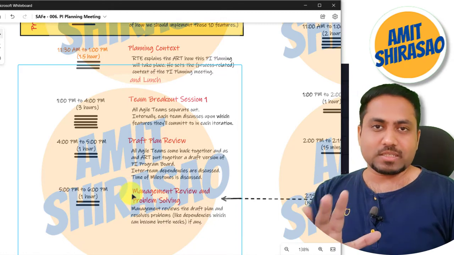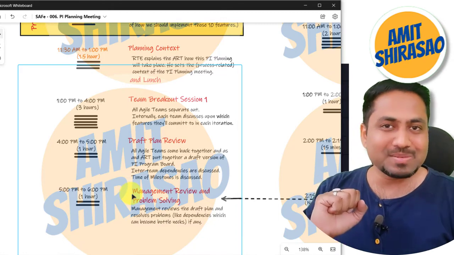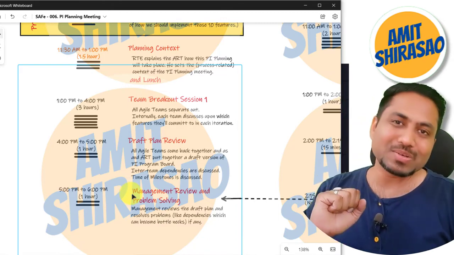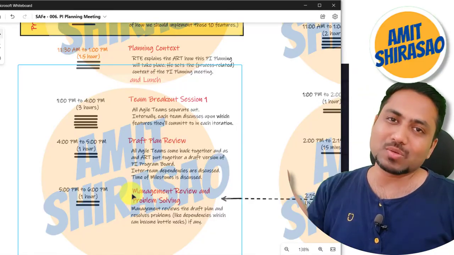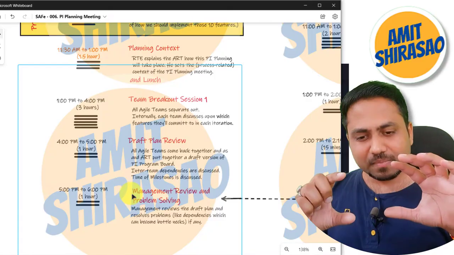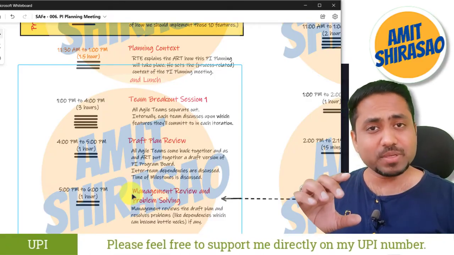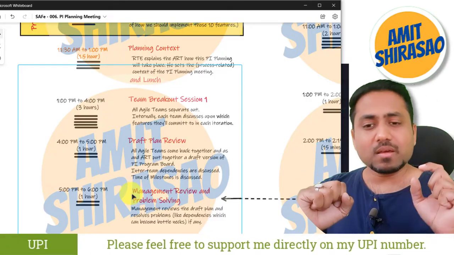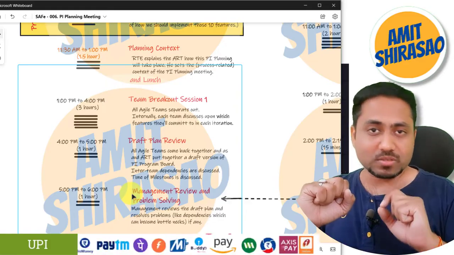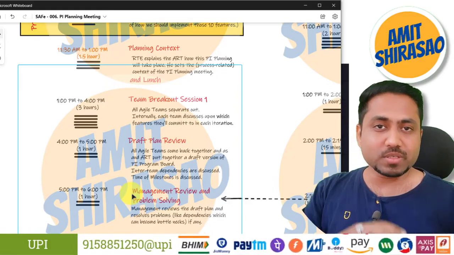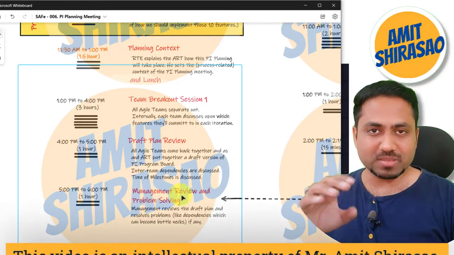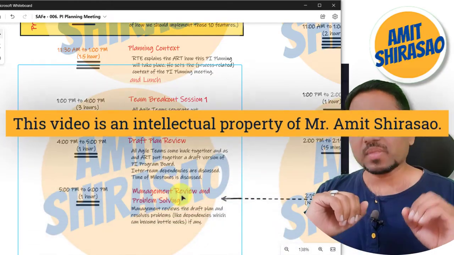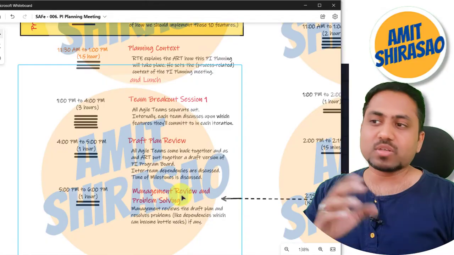Management sits. What is management? Management means the scrum masters, your product owners, your RTE, your program manager, your business owner. These people, of course with all the BAs, they all stay. If required, the team leads are also asked to stay, but individual members go away. And the management basically reviews. This is what we are calling management. They review: what is this draft plan?